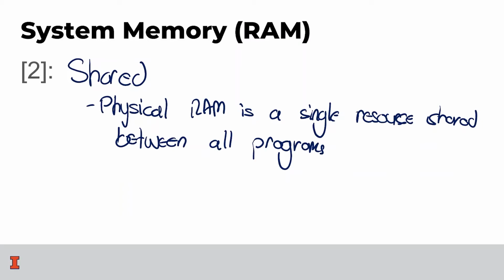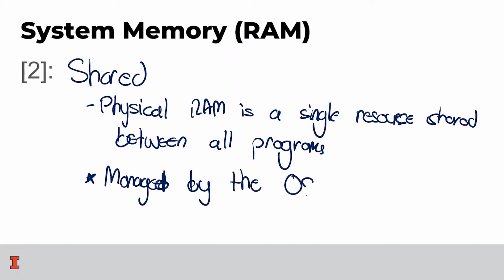So physical RAM is a single resource that's shared between all of your programs. And what we want to do, and we're going to say this is managed by the operating system, by the OS. We're going to talk about how it's actually managed later. But the physical chips of RAM have addresses from 0 to FFFFF, and every single process is going to use the same physical RAM. There's not different physical RAM for each different process. Everything that's running on your computer is sharing that same physical RAM.